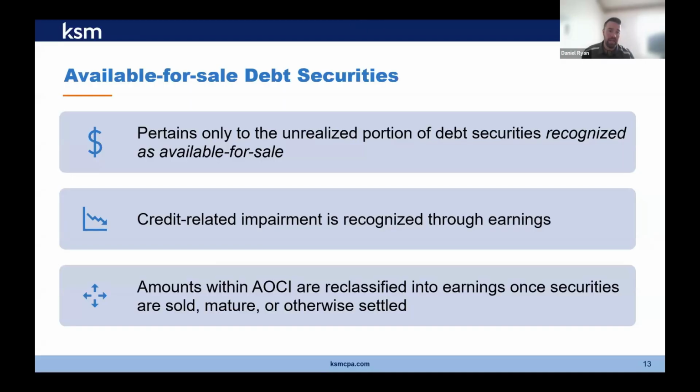First example we'll look at here for items that generate AOCI and OCI are available for sale debt securities. Now, what do we mean when we say that? Many times we'll see companies buy ETFs or mutual funds that will hold fixed income securities as an underlying asset, and that's not what we're talking about here. Any investment into a fund like that is actually an equity investment into the fund itself, even though it holds the fixed income securities within the fund.